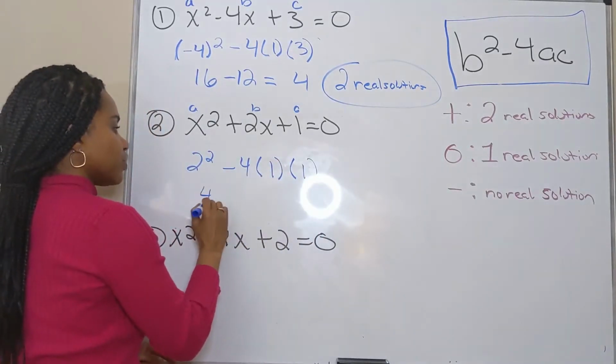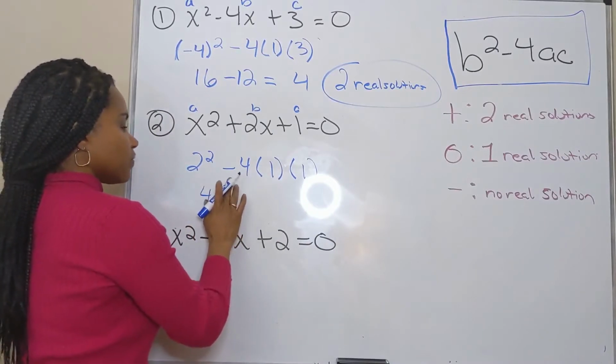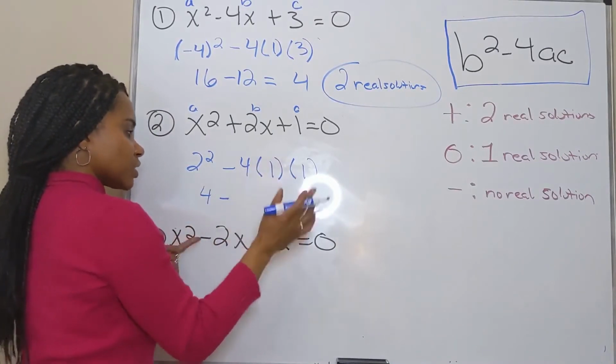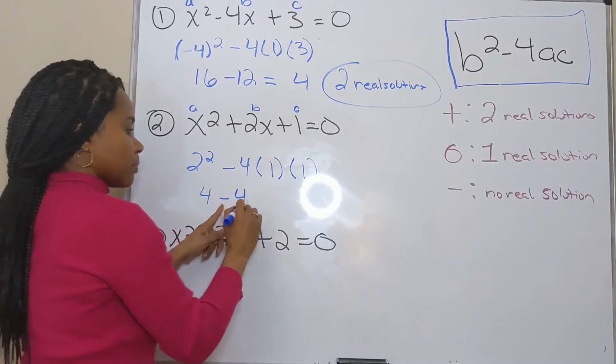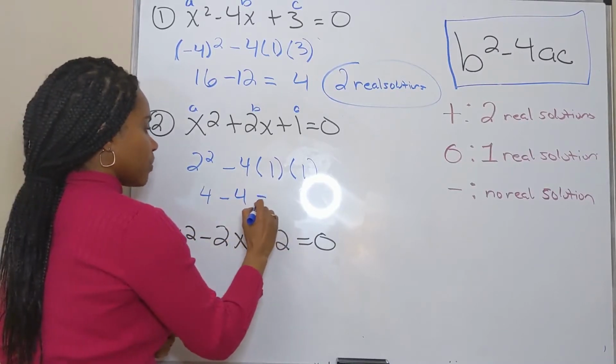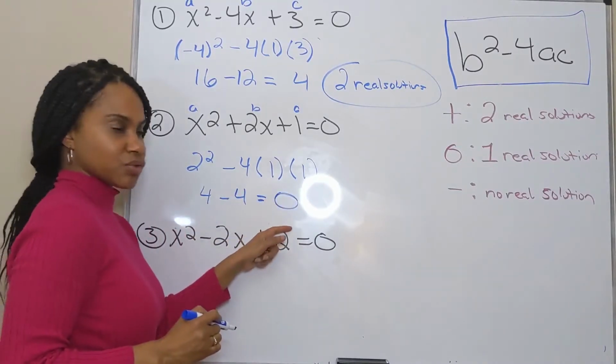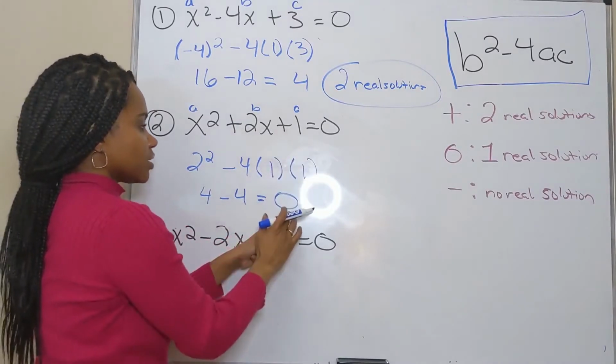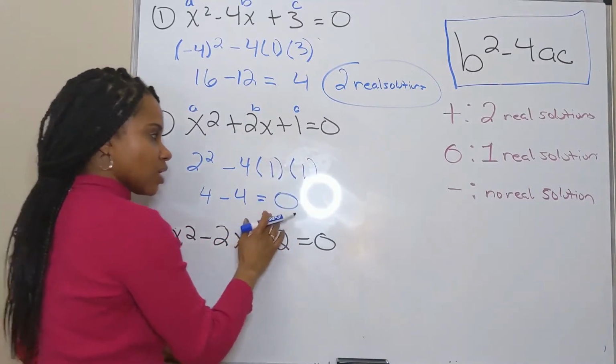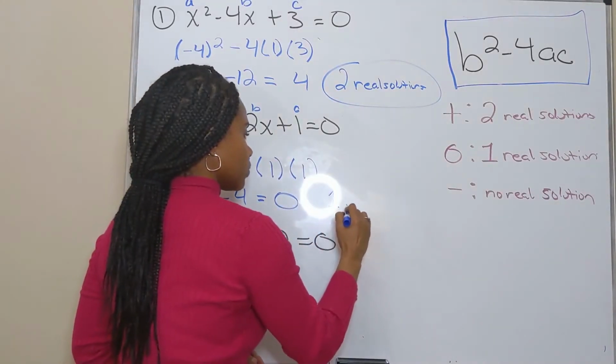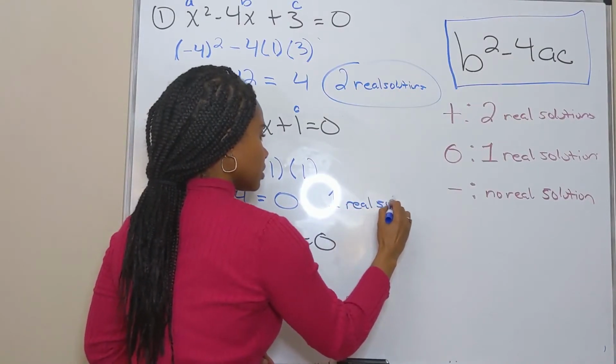2 squared is 4. -4 times 1 is just -4. So I'm going to put a -4. And 4 minus 4 is 0. So my discriminant for this quadratic equation is 0. So if I were to solve it, I will get one real solution.